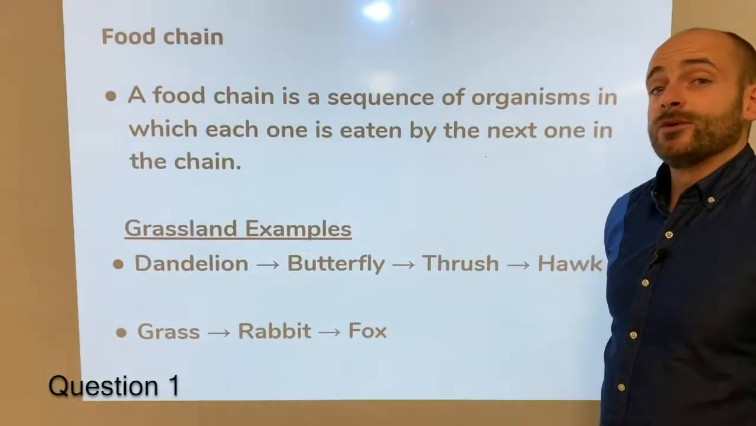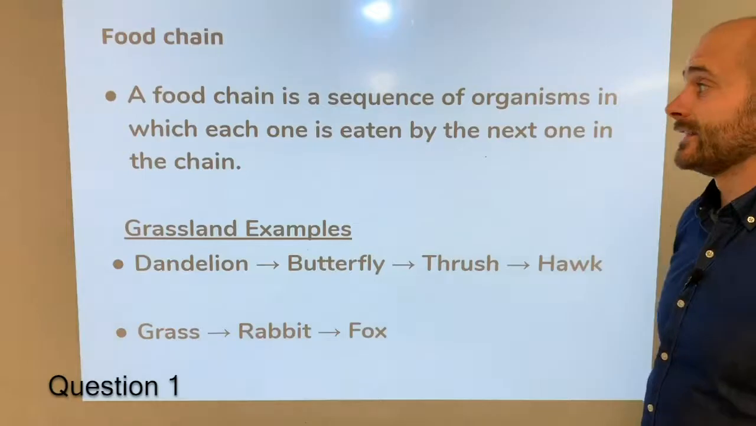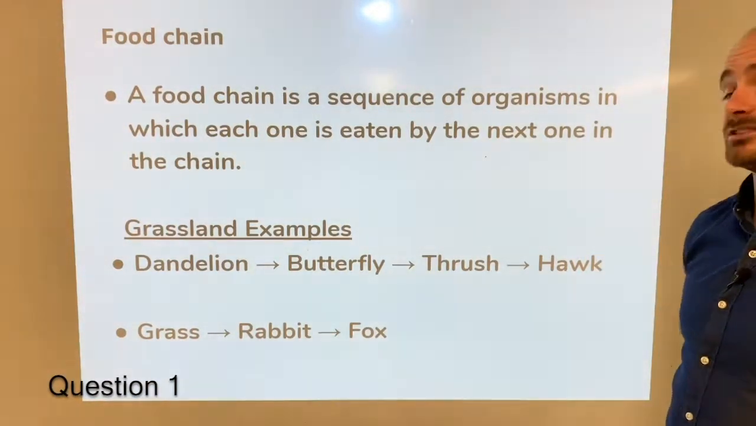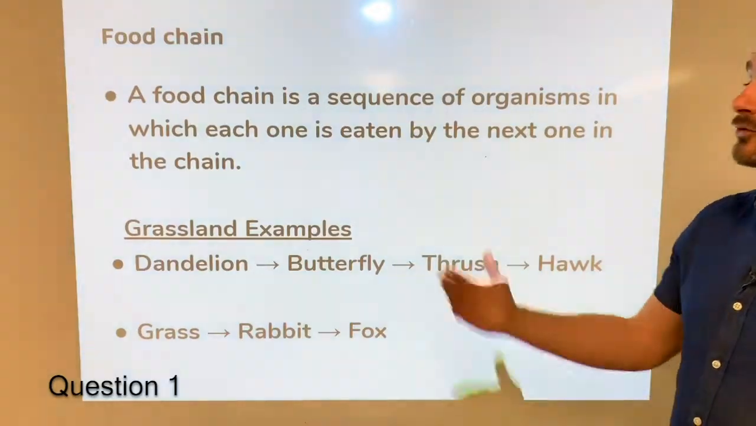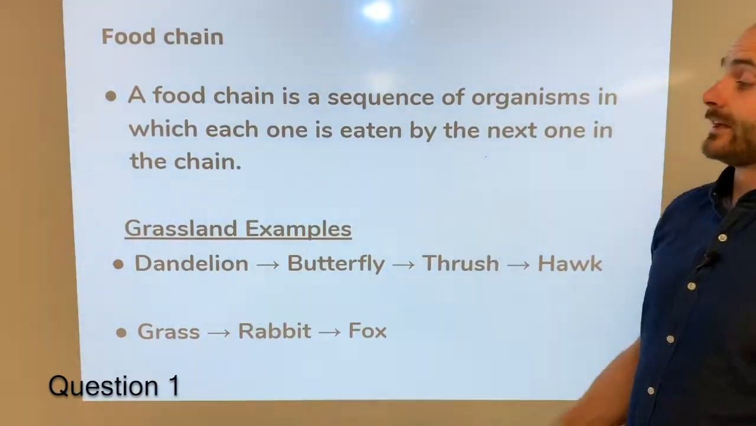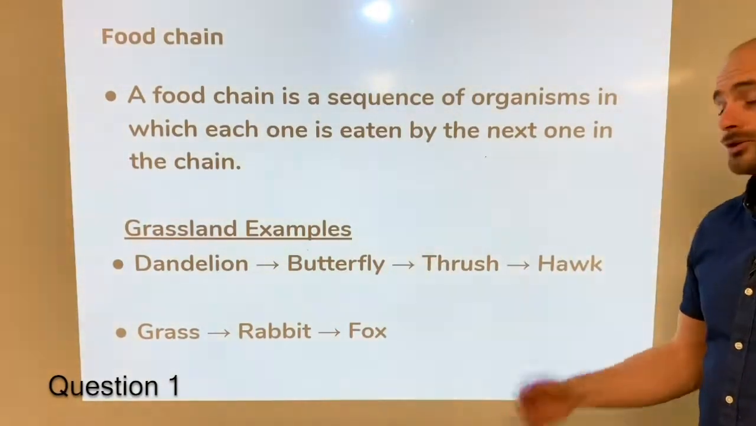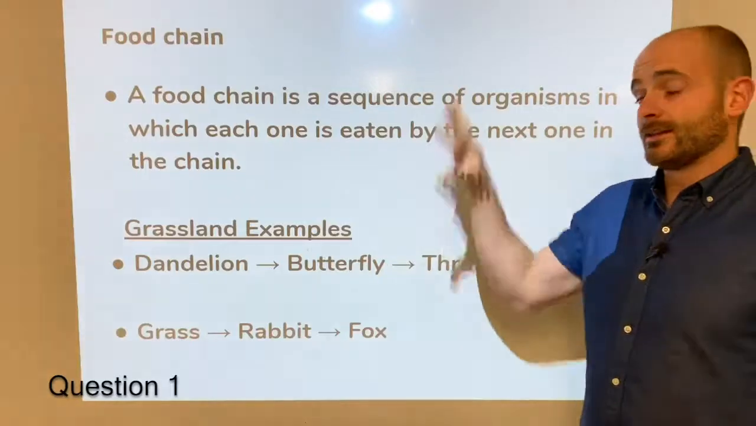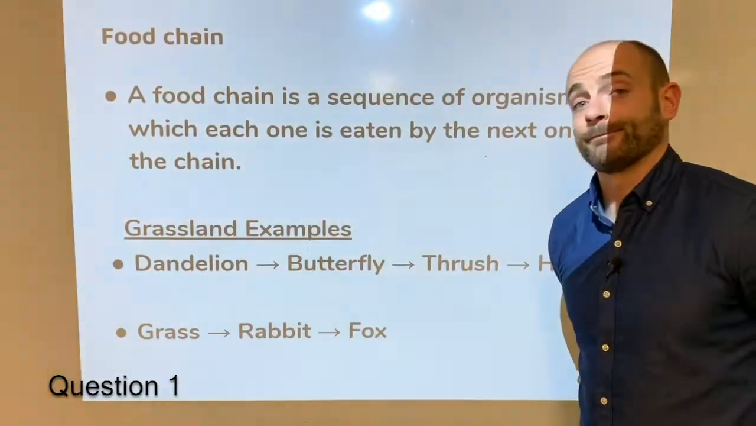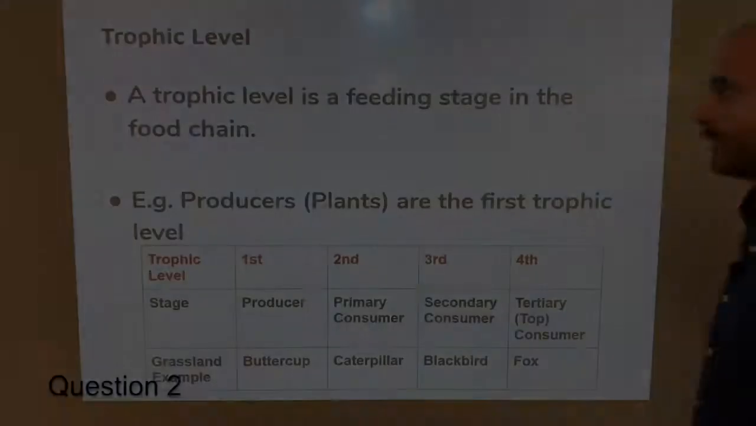Question 1 deals with a food chain. So first of all, we're going to define what a food chain is. A food chain is a sequence of organisms in which one organism is eaten by the next one on the chain. So the grassland is our ecosystem that we're going to be doing this year. And an example is a dandelion gets eaten by the butterfly, which is then eaten by the thrush, and then eaten by the hawk. This is enough information for you to define and give an example of a food chain in the exam. Off you go, write it down, do it out twice in your notes.